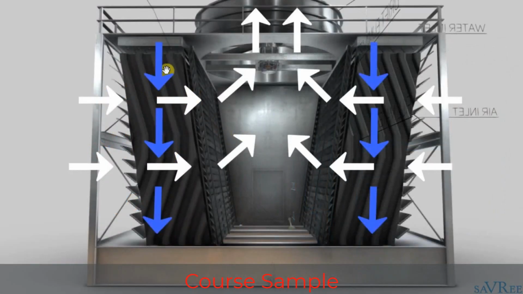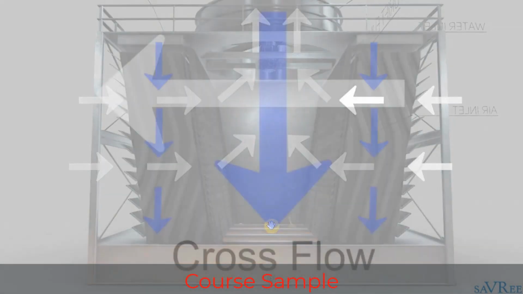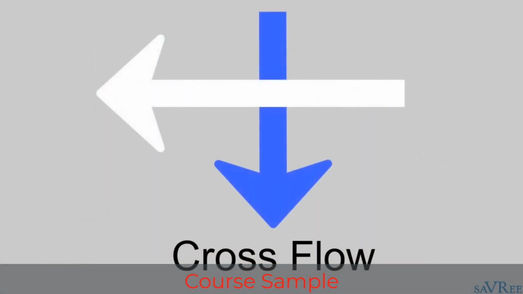We've got the water coming and dripping down through the fill and going to the base of the tower. The air and the water are coming into contact with each other but at a 90-degree angle. So their flow paths are actually going to be across from each other. They're going to cross flow. They're going to flow across each other. And that's where the cooling tower gets its name.